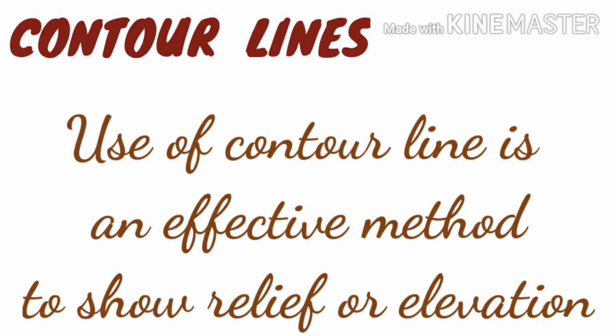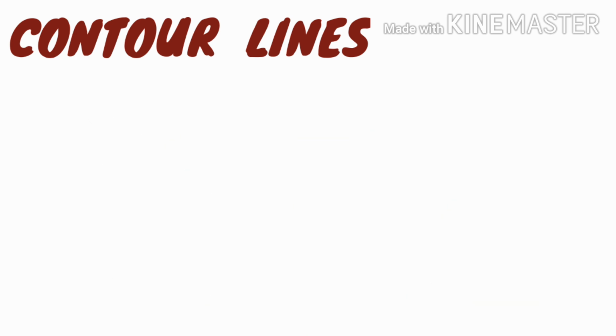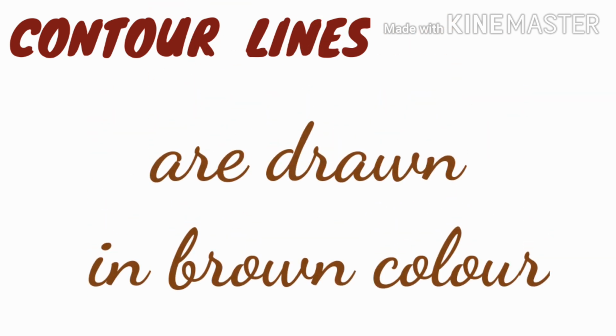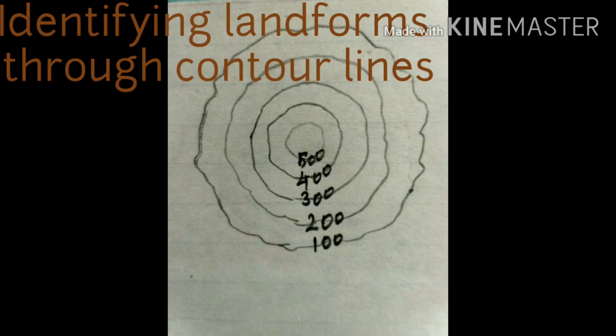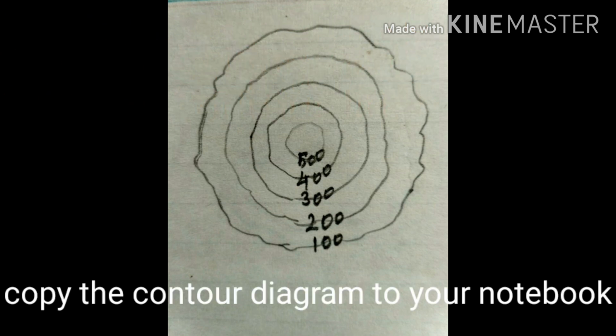Use of contour line is an effective method to show relief or elevation. Contour lines are drawn in brown color. A contour line connects the places of equal elevation on a topo sheet. They show the height of the ground above or below the mean sea level. Now we can learn to identify the relief feature from the given contour diagram.